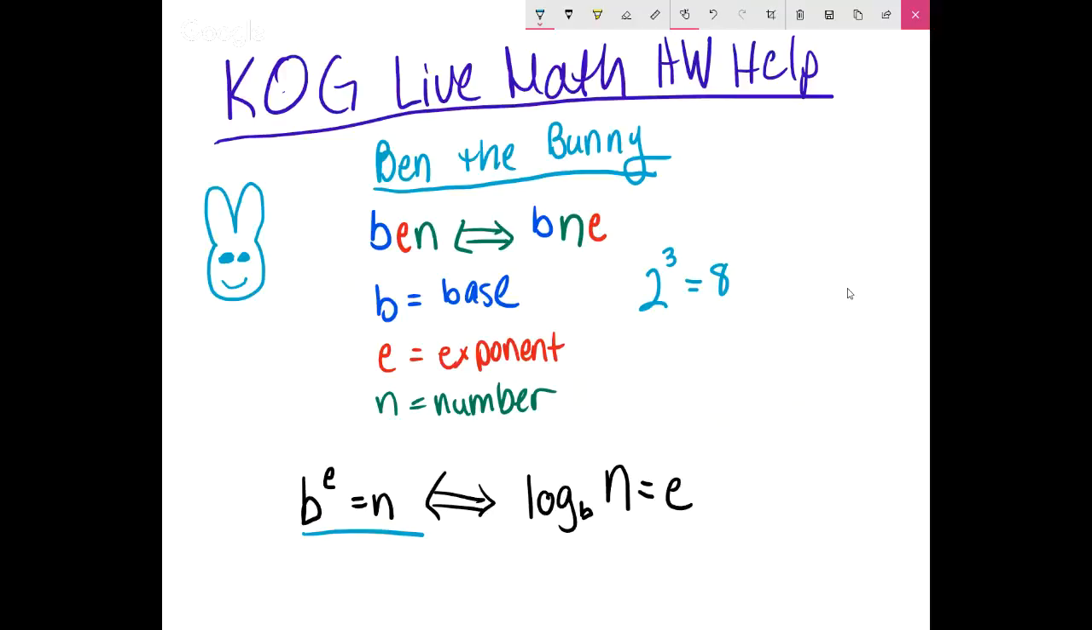Okay. We can write this as a logarithmic equation using bunny. Here's Ben. Oops. Ben. And now we're going to write it as bunny. So log, the base is 2. The n is the number 8. So we're going to write 8 here. And the exponent is 3. Remember, we're trying to find the exponent when we're using logarithms. So that's how you convert. Let's do it again.